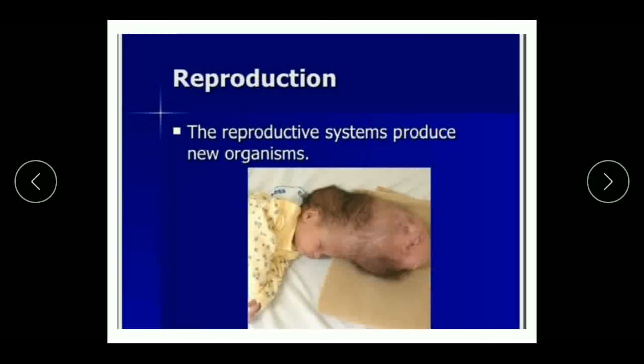Then next one, reproduction. The reproductive system produces new individuals. Already you know, reproduction is the organism producing a new individual. The male and female gonadal organs and endocrine glands together form the reproductive organ system. So today we have completed the various organ systems in our class.